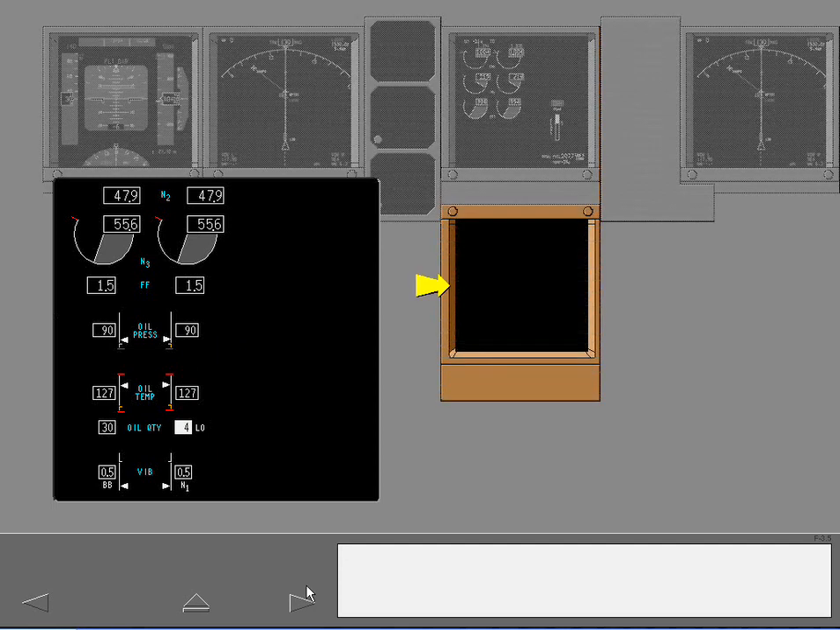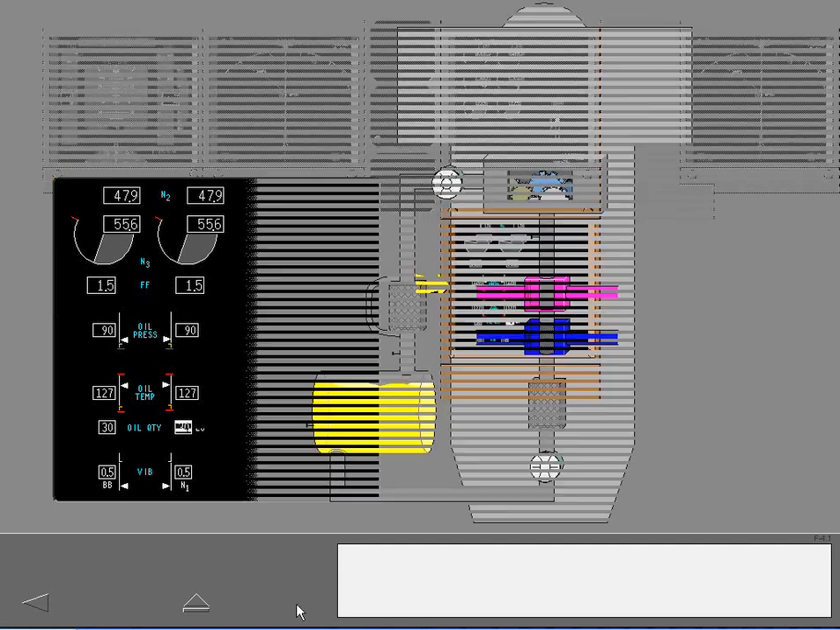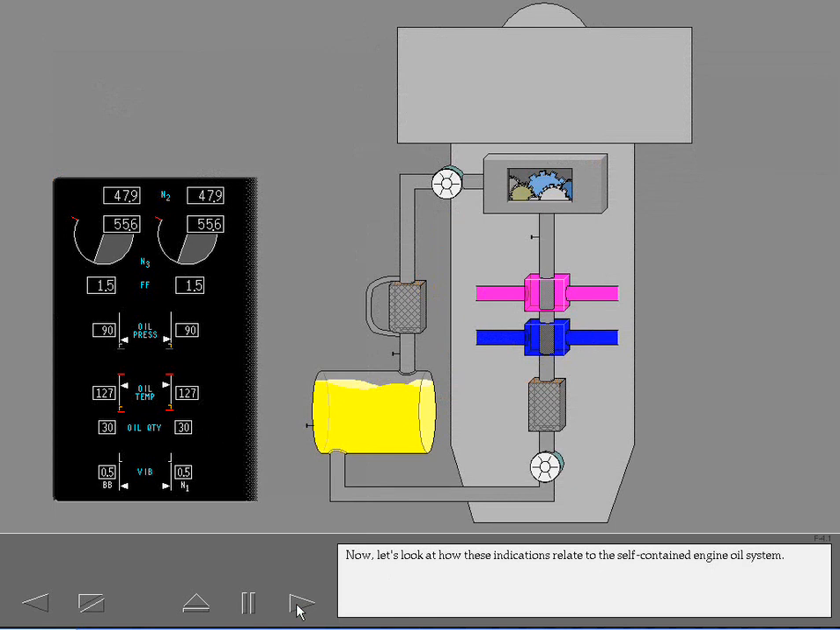However, a low oil quantity displays with a white background and a low indication. Like the amber and red line conditions, this low indication causes automatic display of the secondary engine indications. Now, let's look at how these indications relate to the self-contained engine oil system.